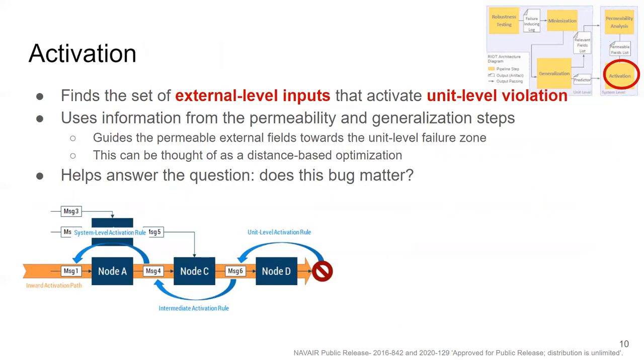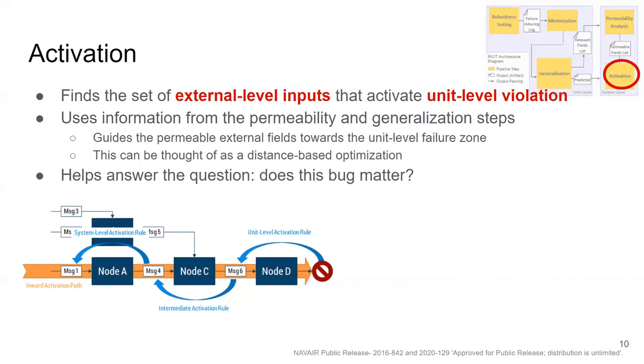The final step, activation, uses the outputs from the generalization and permeability steps to find a set of external-level inputs that activate the internally triggered violation. By knowing which unit-level fields cause the failure, and knowing which system-level fields affect these unit-level fields, this step focuses its exploration on the relevant system-level fields to guide the system towards the original failure.